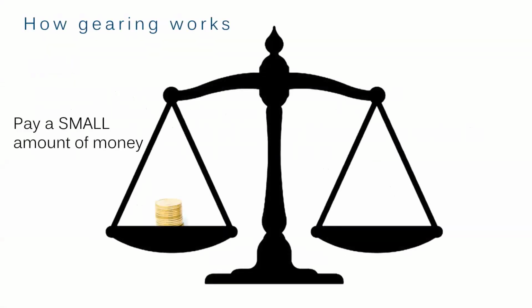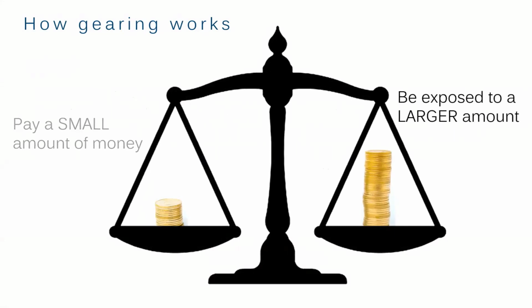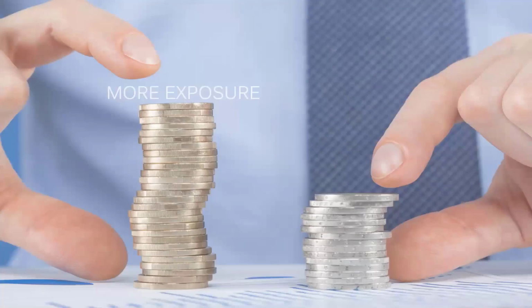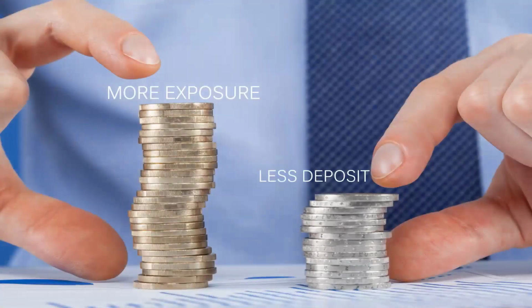So you pay a small amount of money and you'll be exposed to a large amount of money, which means that you'll be exposed to risk. You'll be exposed to greater potential rewards. So more exposure, less deposit. That's basically the summary of gearing.